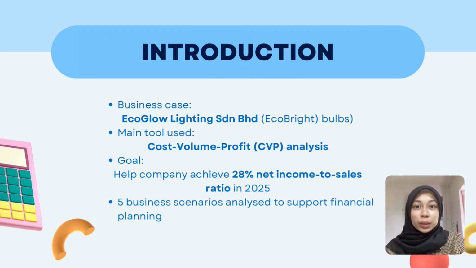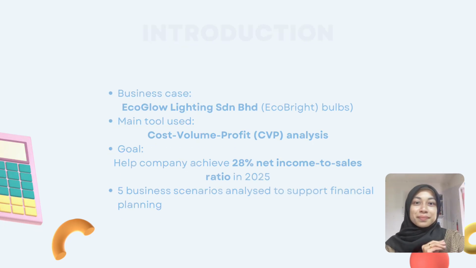In this assignment, we analyze 5 different scenarios using CVP. Each scenario helps the company understand how changes in price, sales volumes, and cost affect their profits. We then give recommendations based on our analysis to help the company reach their targets in 2025. Moving on, let us continue with question 2.